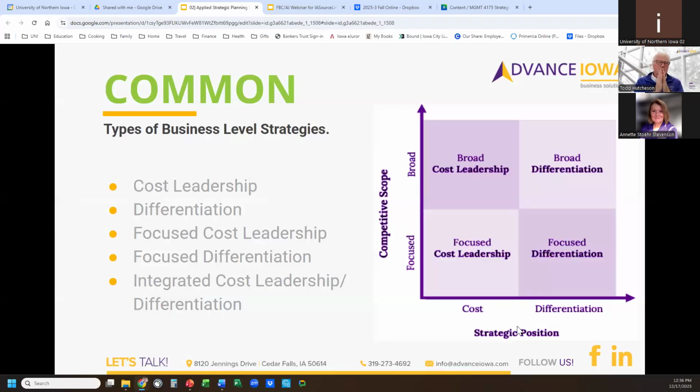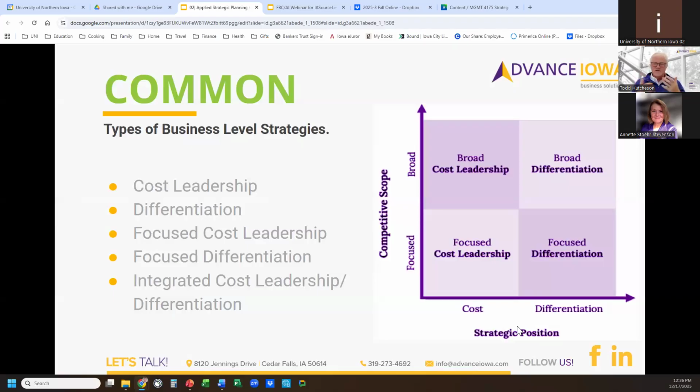You can differentiate based on cost. It's kind of a differentiation strategy in and of itself. But I can have a broad cost leadership strategy. So I'm looking at a broad market and I'm doing cost leadership. An example of that might be, let's just throw Walmart out there. They have a pretty strong cost leadership focus, but they address the entire international market. You can also have a broad differentiation strategy.